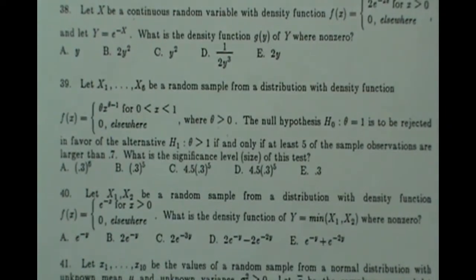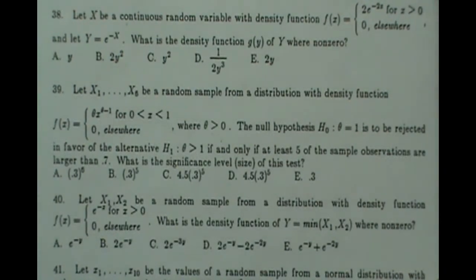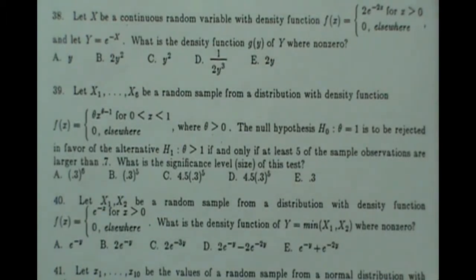Number 39, let X1 through X6 be a random sample from a distribution with density function f of x equal to theta x to the theta minus 1, x between 0 and 1, where theta is greater than 0. The null hypothesis that theta is equal to 1 is to be rejected in favor of the alternative that theta is greater than 1 if and only if at least 5 of the sample observations are larger than 0.7. What is the significance level of this test?